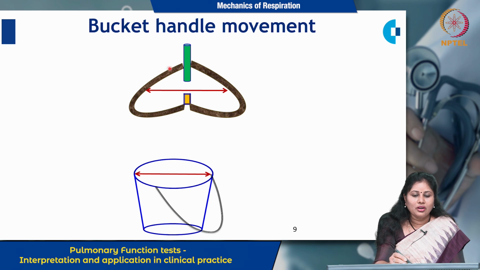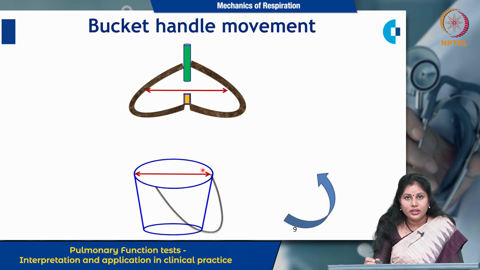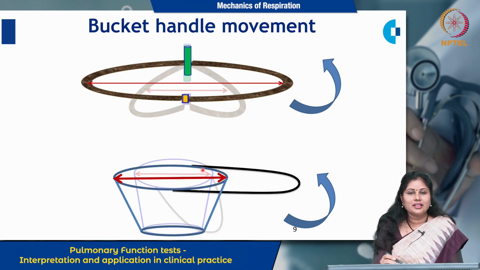Here the ribs are similar to the handle of the bucket. This is the vertebral column, this is the sternum, and the ribs are connected to the sternum and the vertebral column. It is compared with the handle of the bucket. What will happen when you lift the handle of the bucket when it is filled with water? The bucket increases in its lateral diameter like this. A similar thing happens when the external intercostal muscles of the lower ribs contract: the ribs are pulled outwards like this, and there occurs an increase in the lateral diameter, that is the transverse diameter, of the thoracic cavity, similar to the increase in the diameter of the bucket's inlet.